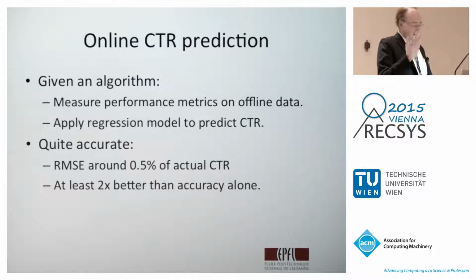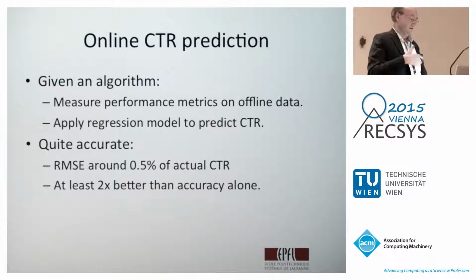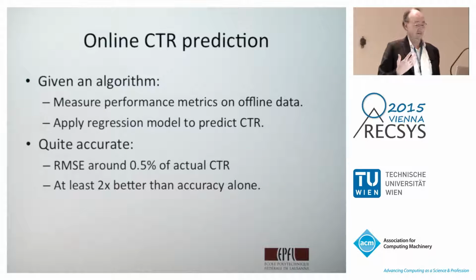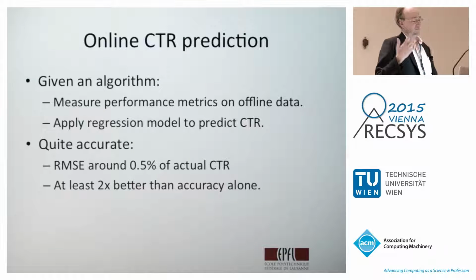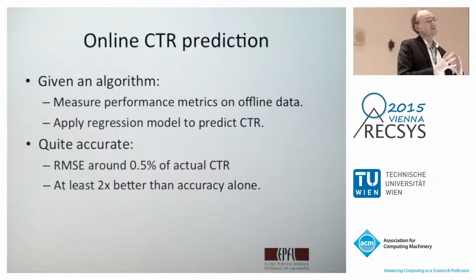Right. So now we come back to this prediction of the online CTR. So the idea is now, as I had in the picture before, basically we measure the performance metrics of different algorithms on offline data, and then we apply a regression model to predict the CTR from those performance metrics.